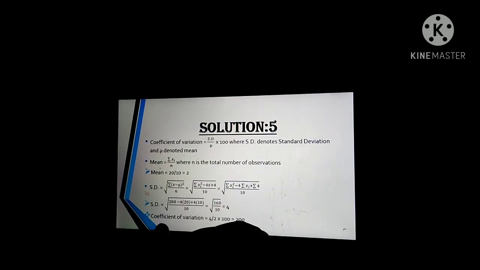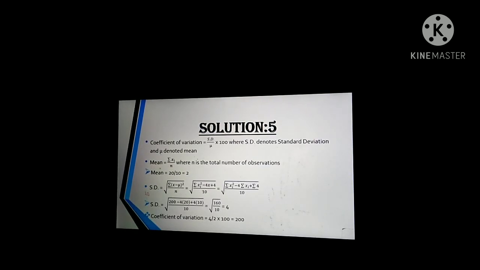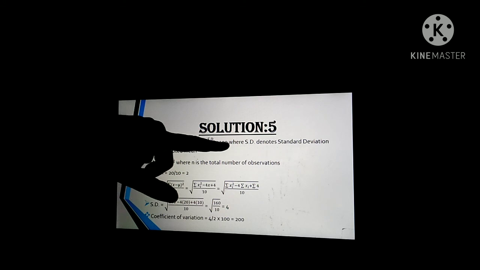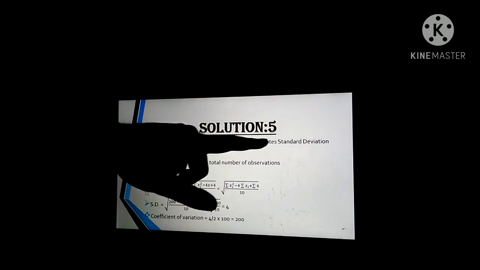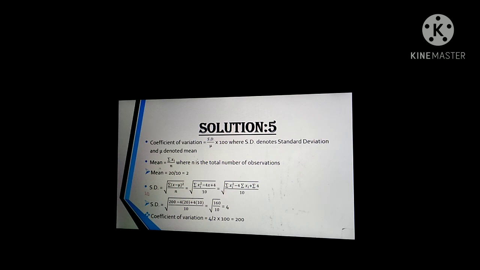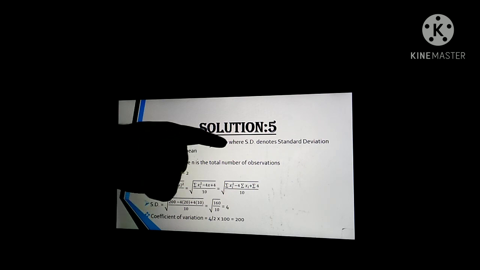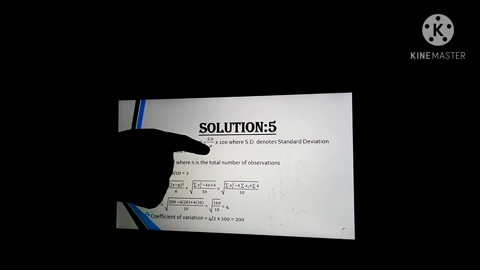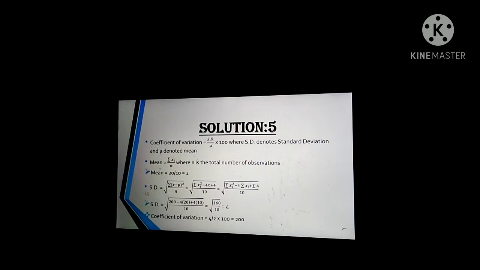So first of all we should understand what we mean by coefficient of variation. Here coefficient of variation means SD upon mu into 100, where SD denotes standard deviation and mu denotes mean. And into 100 because it is calculated as a percentage. So basically we use this formula. We just calculate standard deviation and mean, put this in this formula, and then we can get the value of coefficient of variation.